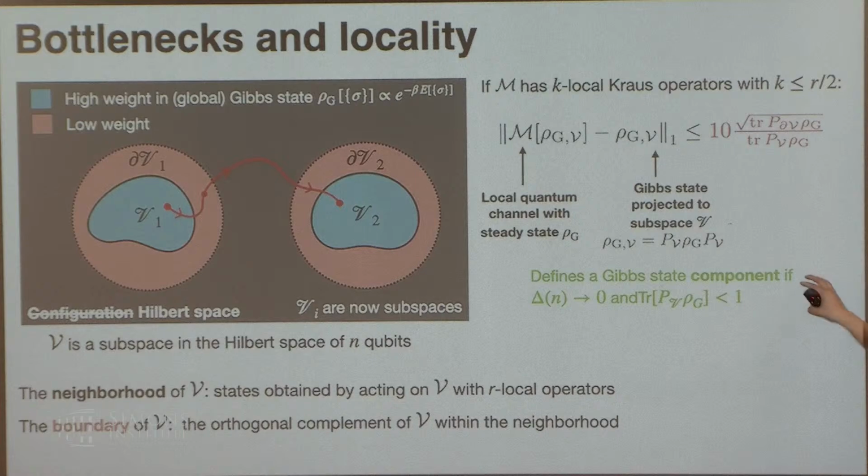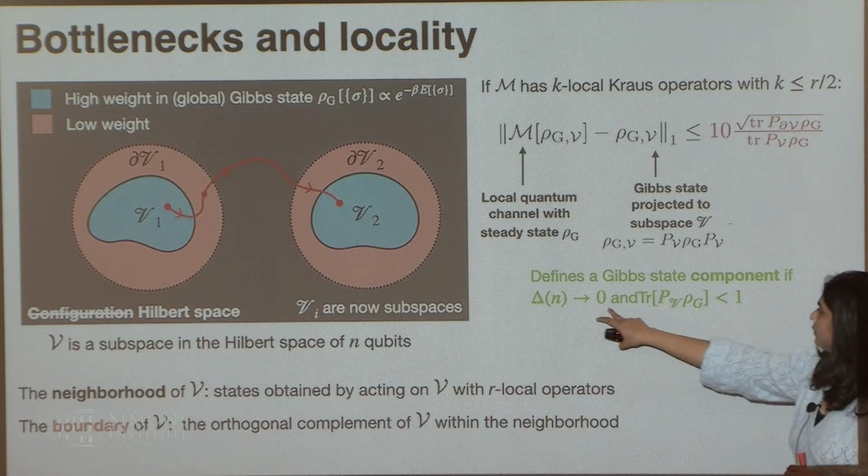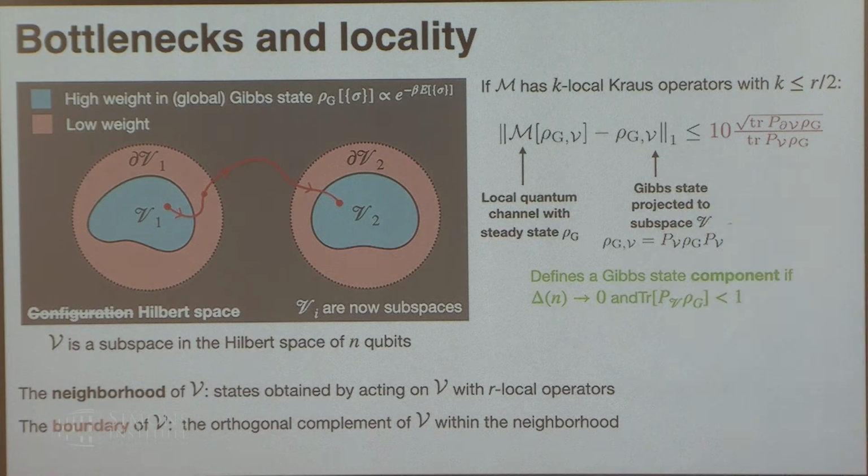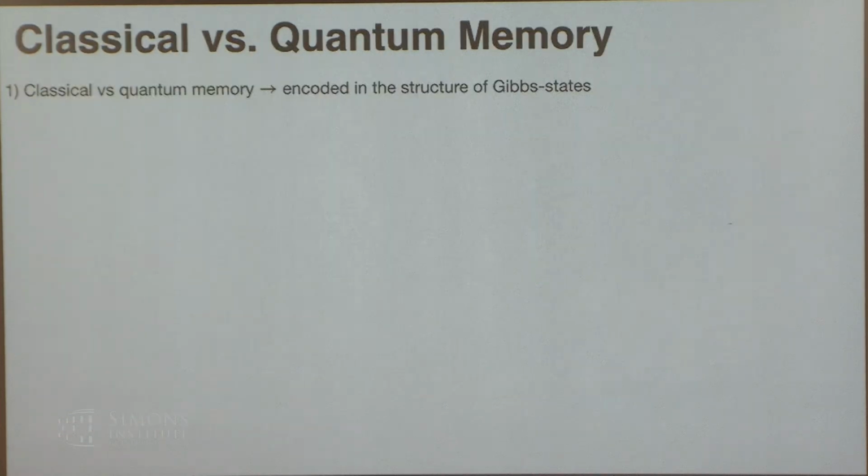And once again, you can define a Gibbs state component if this bottleneck ratio, which we defined as 10 times delta, is going to 0, and if the weight in that component is less than 1. Okay? And likewise, there are more subtleties in the quantum problem, but you can also talk about free energy barriers and free energies of different components in this case.